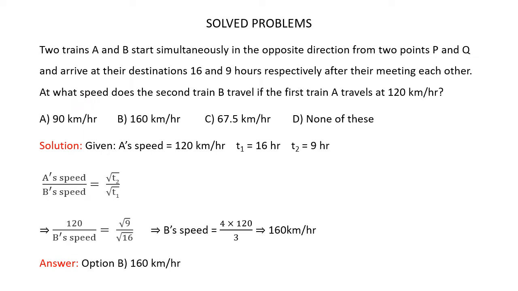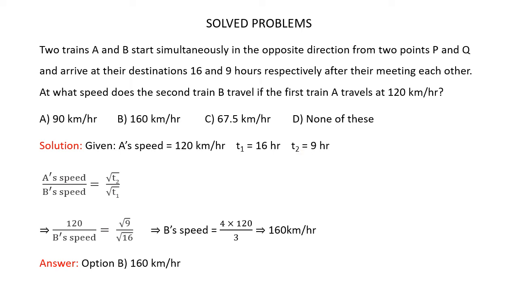Now it's given that A's speed is 120 kilometers per hour and it starts from point P, and after meeting train B it takes 16 hours to reach point Q. So T1 is 16 hours. Simultaneously, train B starts from point Q, but we do not know the speed of train B. But after meeting train A, it takes 9 hours to reach point P. So T2 is 9 hours. So now we have to find B's speed.